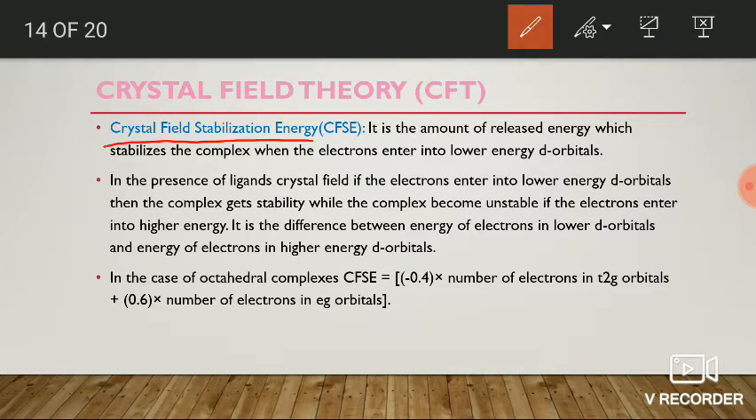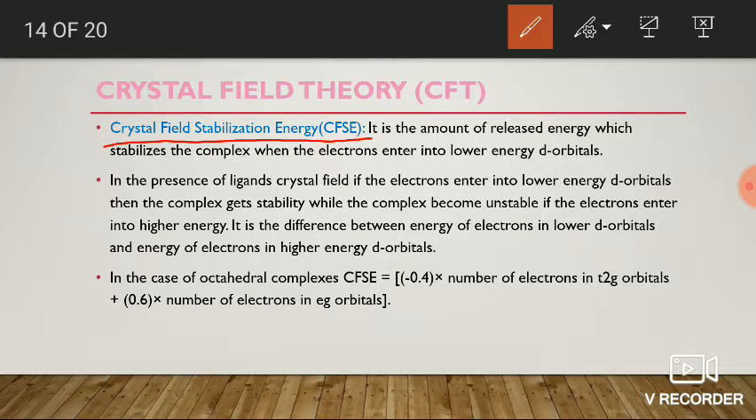Next, crystal field stabilization energy. Here, due to the interaction of ligands, or the electric field of ligands, with the electrons of the d orbitals of the central metal ion, there is a repulsion, thereby splitting of the d orbitals takes place in various geometries as we discussed in the last slides. So due to the splitting, the orbitals enter into different energy levels with different energy values. They are separated with an energy gap, which is nothing but crystal field stabilization energy.